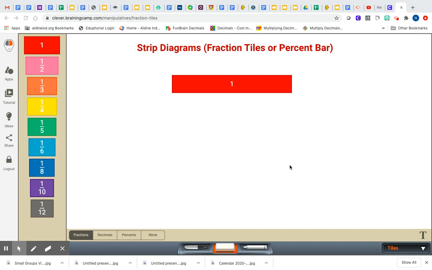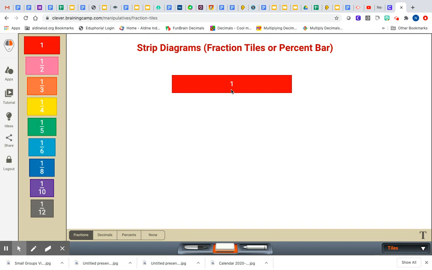This is just one way. There's several ways that I'm going to show you, but in this video, I'm going to show you one way, and that's by using your strip diagrams. Strip diagrams are also known as fraction tiles or a percent bar.